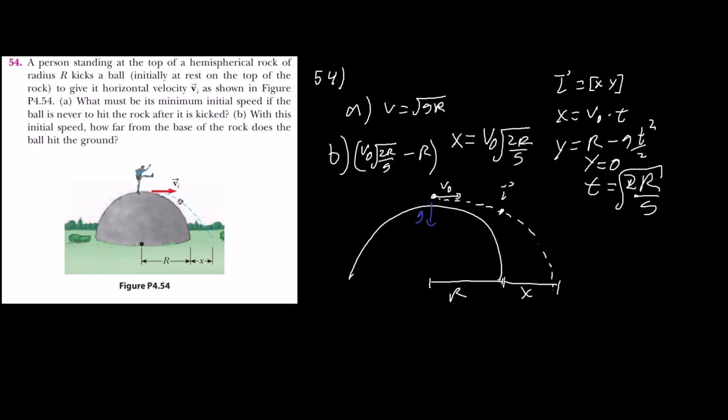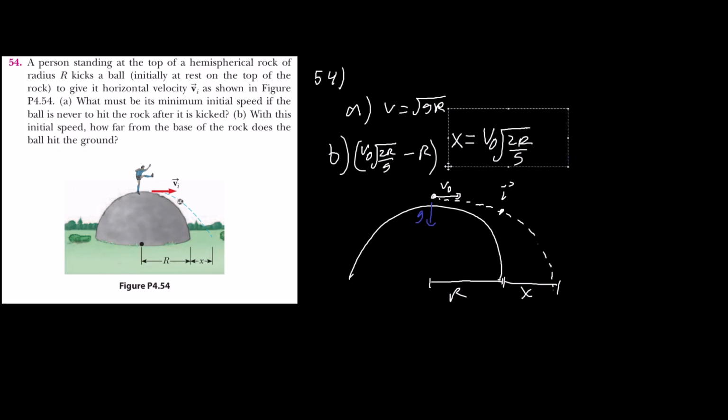However, they do simplify this, so let's do that. We already got everything set up. We know that this is going to be the result. But what I'm going to do is simplify this to say that this is going to be the square root of g r times the square root of 2 times the radius over g, that whole thing inside, minus r.